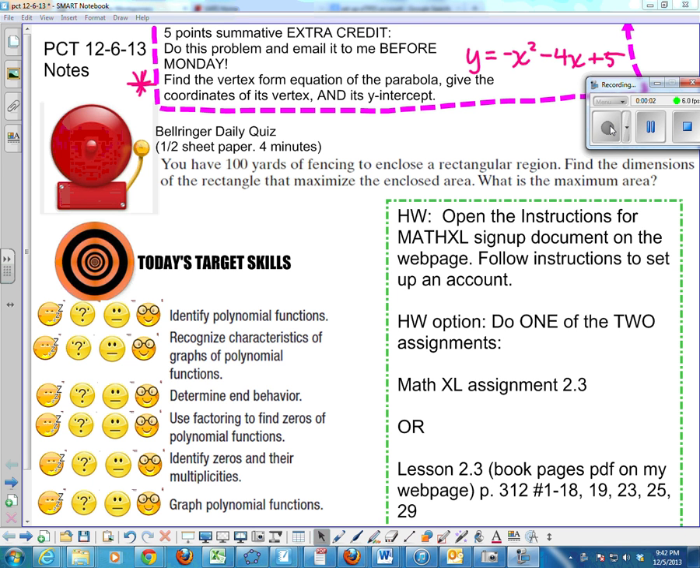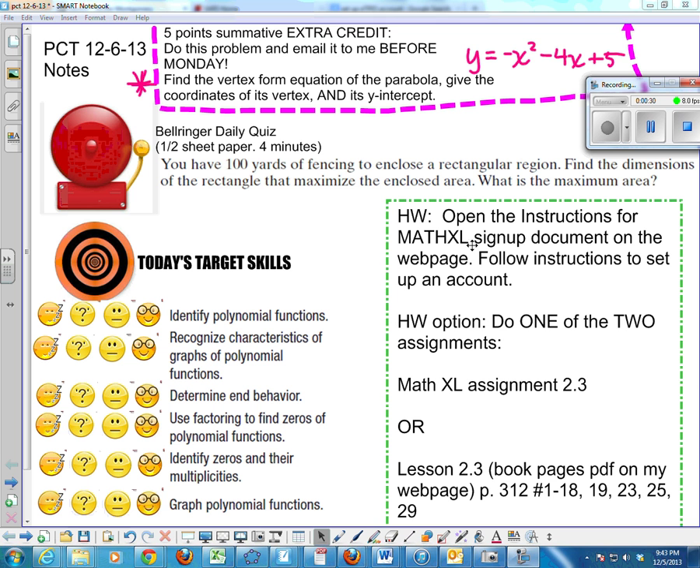Okay, so here we are again with a recording, which you are listening to if you're home on a snow day, so enjoy that. First of all, notice the extra credit assignment at the top. Second of all, you may want to try the bell ringer quiz from yesterday's notes and make sure that you understood that. These are our target skills for today that hopefully you will have learned at the end of the lesson.